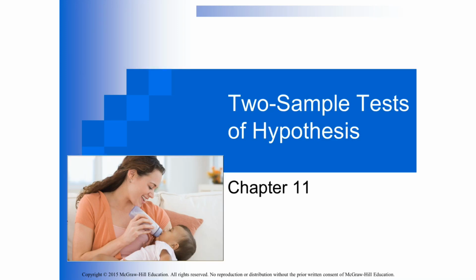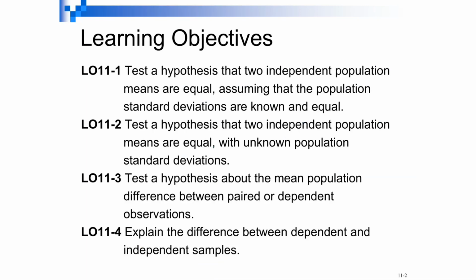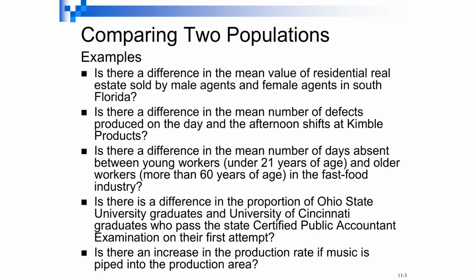Okay, in chapter 11 we are going to talk about two sample tests of hypothesis. Chapter 10 was one sample, now we have two samples. So we are comparing two populations. If you look at the first example here: is there a difference in the mean value of residential real estate sold by male agents and female agents?